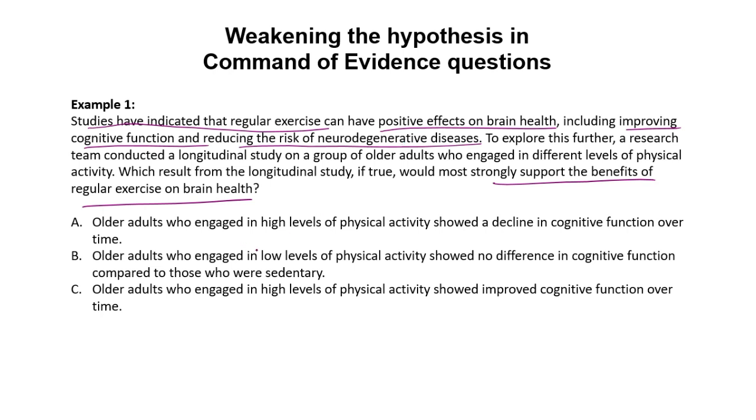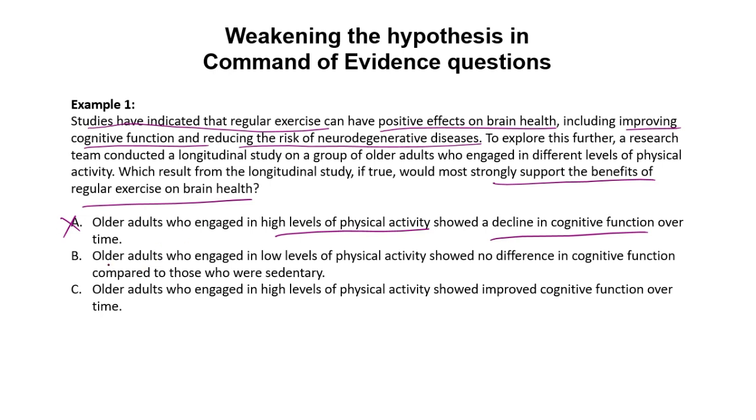Now we need to find the answer choices that weaken the hypothesis. Now notice that in the first answer choice, it says adults who engaged in high levels of physical activity showed a decline in cognitive function. So this is clearly in contrast to what the study suggests. So this one definitely weakens the hypothesis.